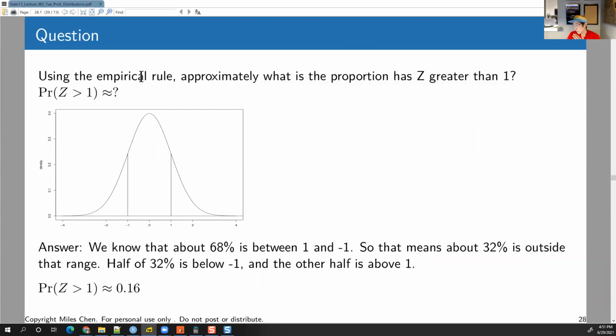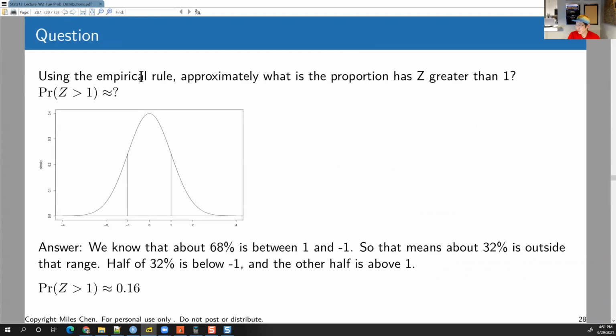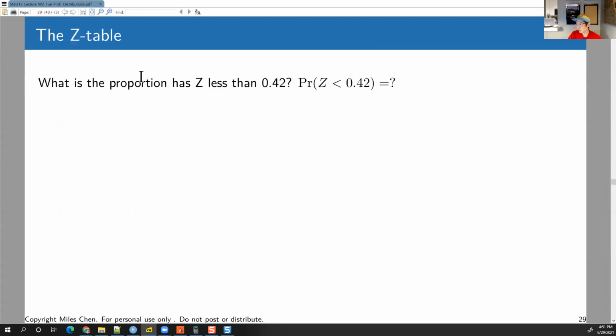Now let's try something that's not a whole number like 1, 2, or 3. This time, what proportion has z less than 0.42? What's the probability that z is less than 0.42? We can no longer use the empirical rule to answer this. We cannot rely on the empirical rule here. What we have to do is use a reference table.